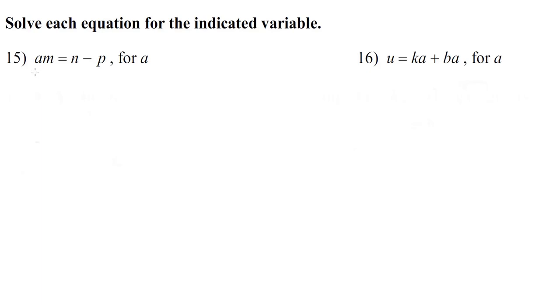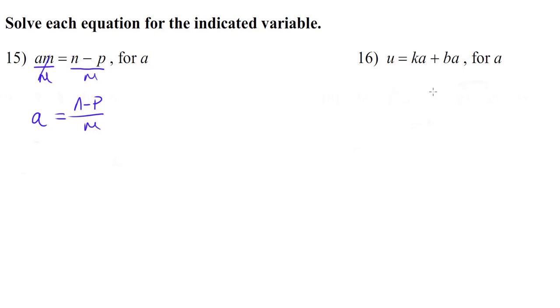So for number 15, we have AM equals N minus P, and we want to solve for A. So if we look on the left side, we have AM, that means A times M, and in order to get A alone, we need to get rid of M. What is the relationship between these two variables? Multiplication. How do we undo multiplication? By division. So to get rid of this M, we are going to divide both sides of the equation by M. So on the left, the M's cancel out, leaving us A alone, which is what we want. And on the right, our answer is N minus P over M. So this is our solution. A equals N minus P over M.